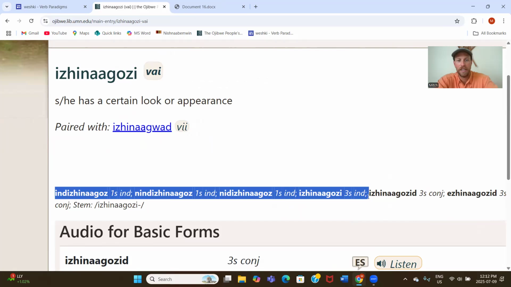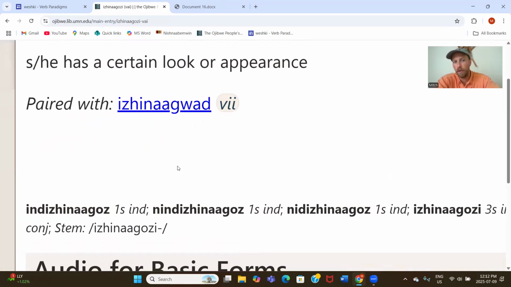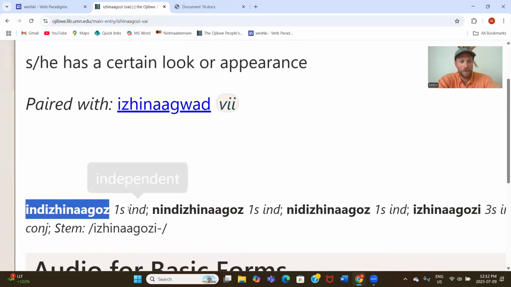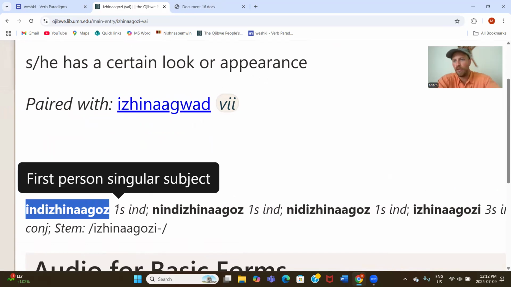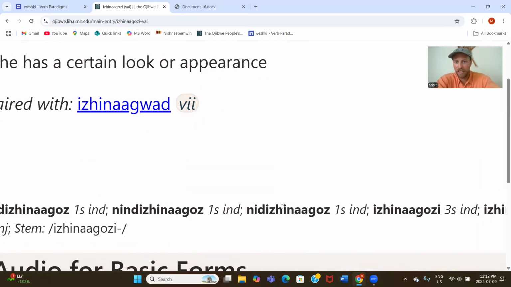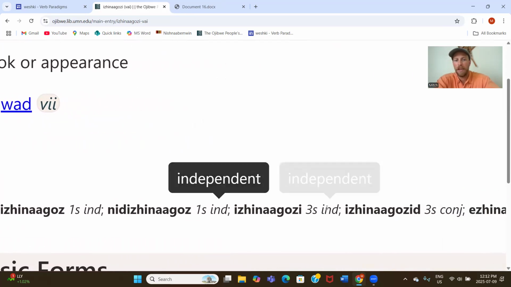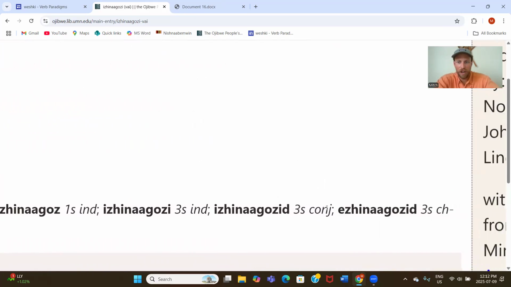It shows all these conjugations. This is where you find what the B and C form looks like. It'll just give you the third person though. So indigenagos, there's your first person independent. That's a form for me. So indigenagos, I look a certain way, or nindigenagos or nidigenagos. These are all first person independent. So I look a certain way. But then here's where the good stuff is for us right now.